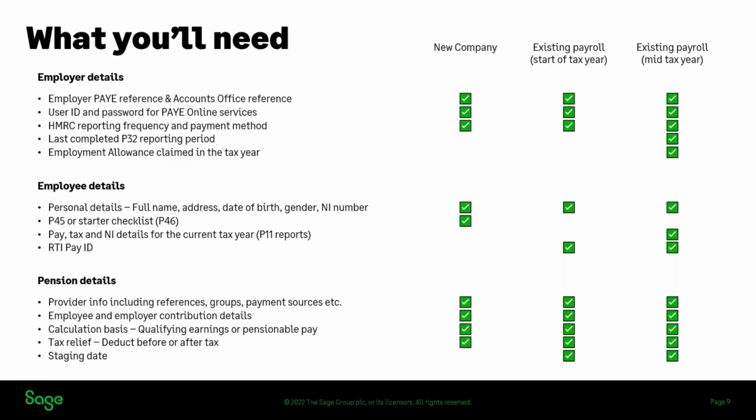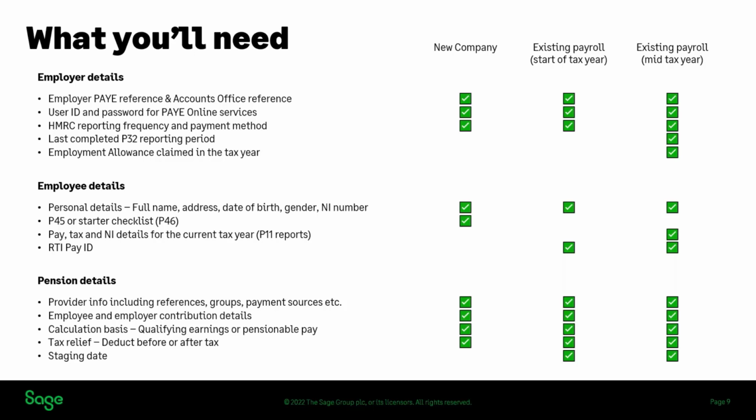So in terms of your employer information, you're going to need your PAYE reference and accounts office reference, and a user ID and password for PAYE online services. You'll also need to know how often you make payments to HMRC, that's your reporting frequency, and the payment method. So that information is required whether you're a new company or an existing payroll at the start of the tax year or even mid-tax year.